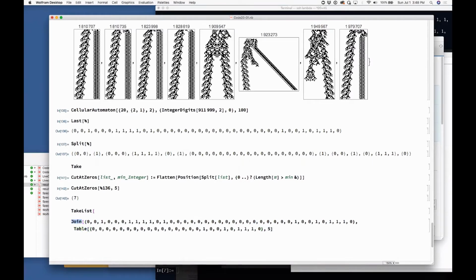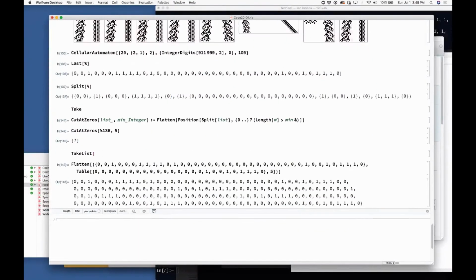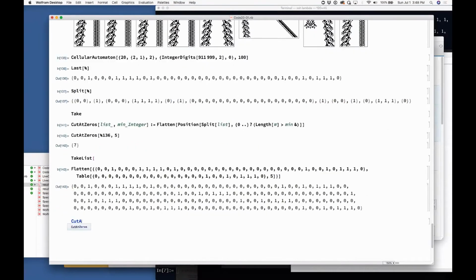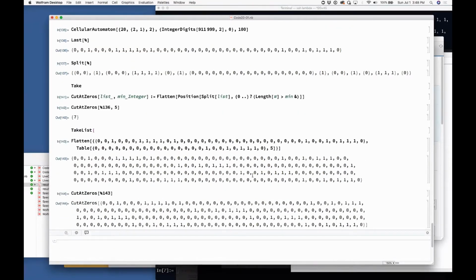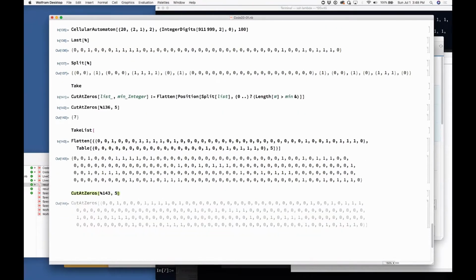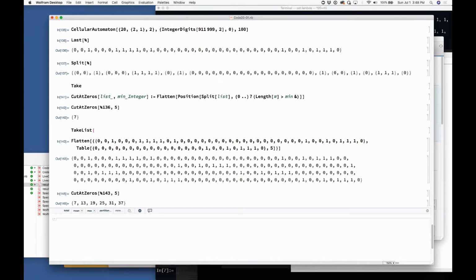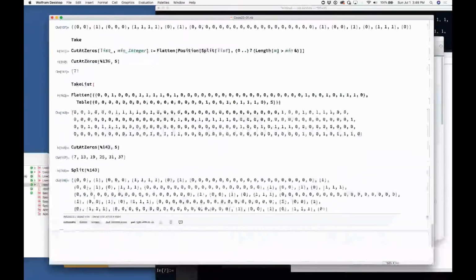Okay, let's do that. So this is a simulated line 143. If we say cut at zeros of %143, we should get, comma 5 or something. Yeah, okay. So those are the places we want to cut that list at. Those are the splitting points at which we want to cut the list. So we say split %143, and now we want to cut it.